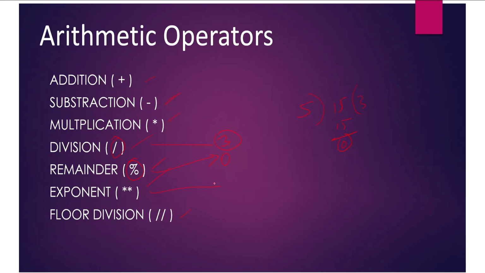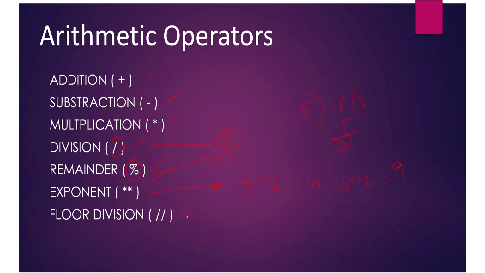Exponent operator, what does this mean? It will perform a square. Suppose you want to get 2 square, it will give 4. Suppose you want to get 3 square, it will give 9. 3 into 3, 9, like this.